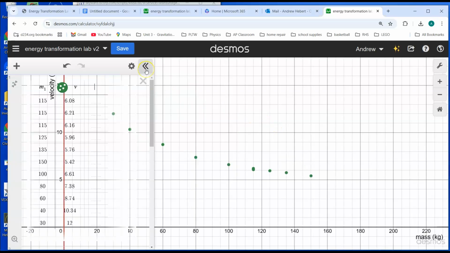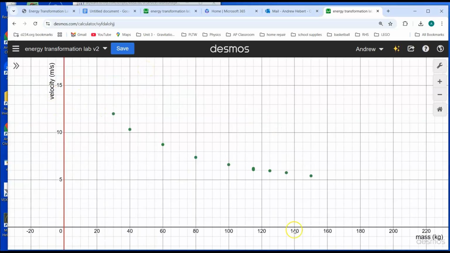Right, so here's my data: velocity as a function of mass. And you can see they're inversely related. As the mass increases, the velocity decreases. And it's definitely not linear. We want to transform this graph.